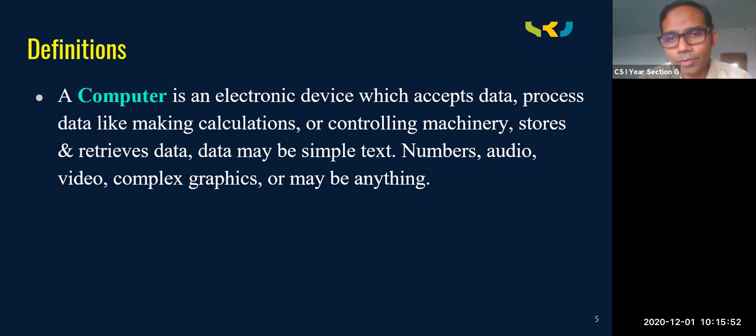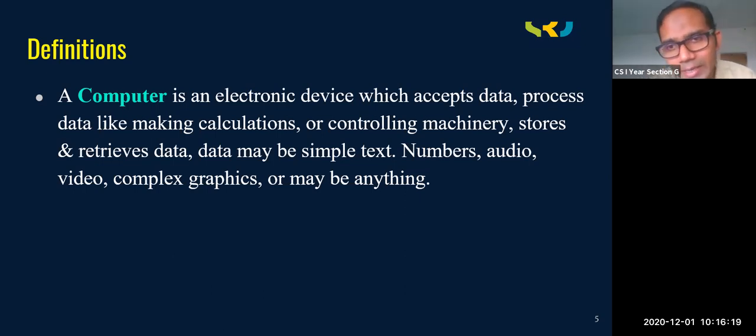What does it do? It performs only three things. First, it accepts data, which means it takes input. What is the input? Input is data. Data may be simple text, numbers, audio, video, any complex graphics, or anything. Everything is considered to be data in a computer. The raw one is considered to be data.